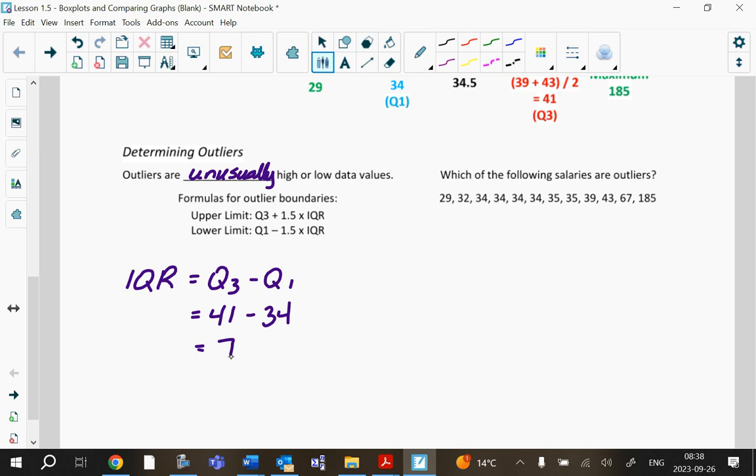So to find outliers, we're going to find an upper limit of the data and a lower limit. Any of those values that are above or below that are outliers. So the upper limit would be Q3, 41, plus 1.5 times the IQR, so 1.5 times 7.